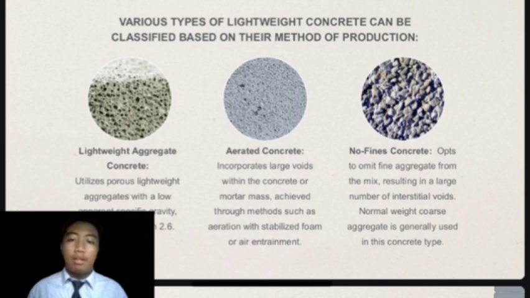And finally, on the right is no-fines aggregate concrete. As the name implies, this mix opts to omit fine aggregates entirely by using generally normal weight coarse aggregate without sand to fill the gaps. It results in a large number of interstitial voids, creating a lighter, permeable structure.